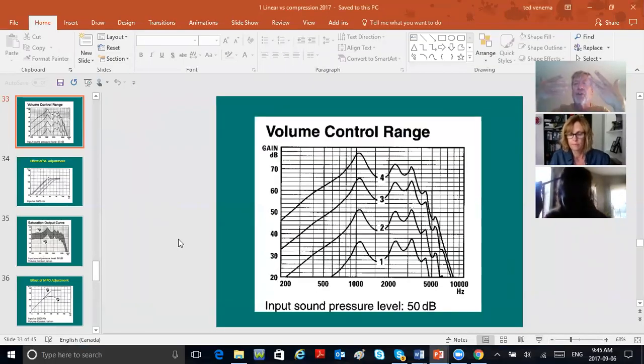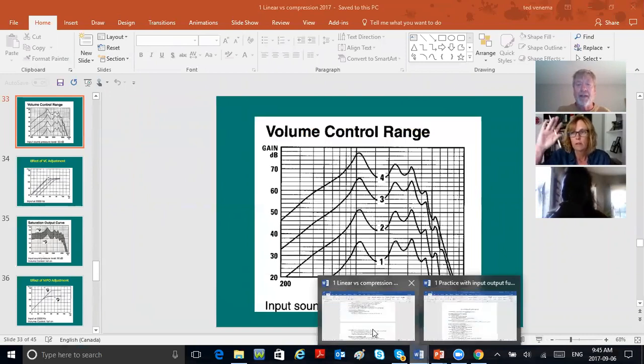So that's the marriage or the union of those two types of graphs to read hearing aids. And this is universal all over the world. It's just the way hearing aid specs are shown, the way hearing aid behavior is shown. So now let's go to our notes again, back to here.